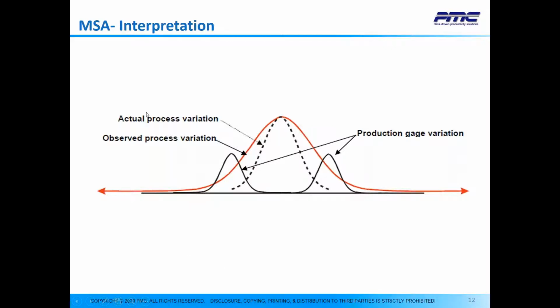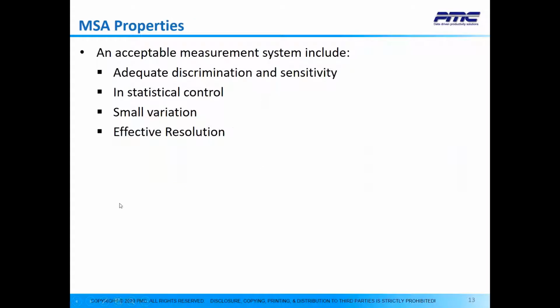So depending on where the specs are in this curve, these additional production gauge variations may actually affect the decision of the operator to decide if this part is good or bad, right? Because of that, the amount of this variation due to the gauge is critical. So let's keep that in mind.